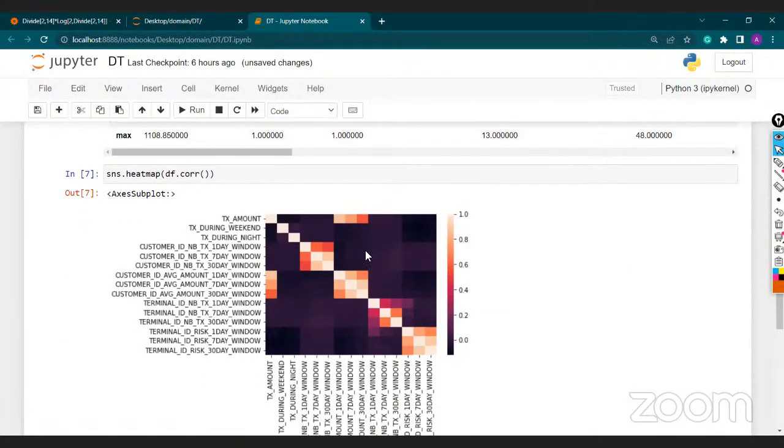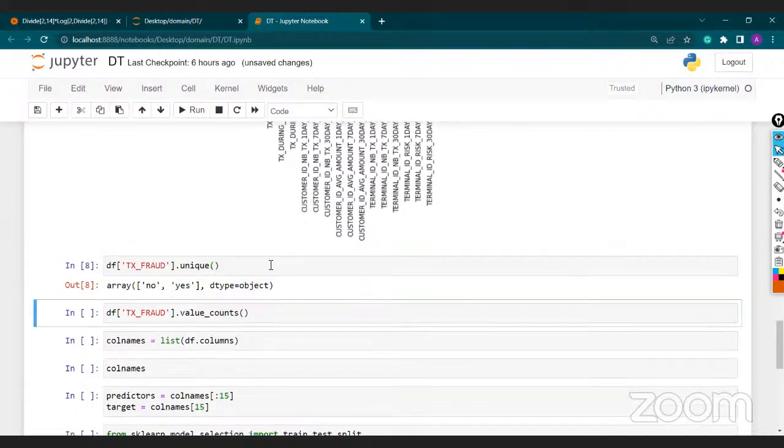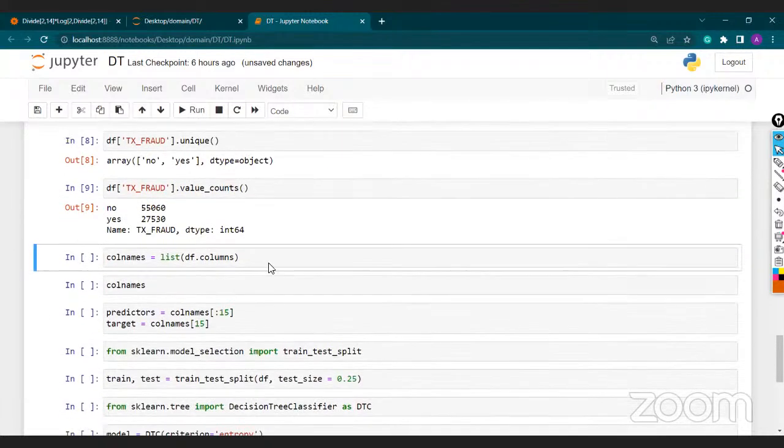So you can see that we don't have a problem of correlation. We don't have a high degree of correlation. Okay. So then we check for unique values, yes and no. And then we see that the split is almost even. It's a 2/3 split. So no is dominating, but we have sufficient yes values as well.